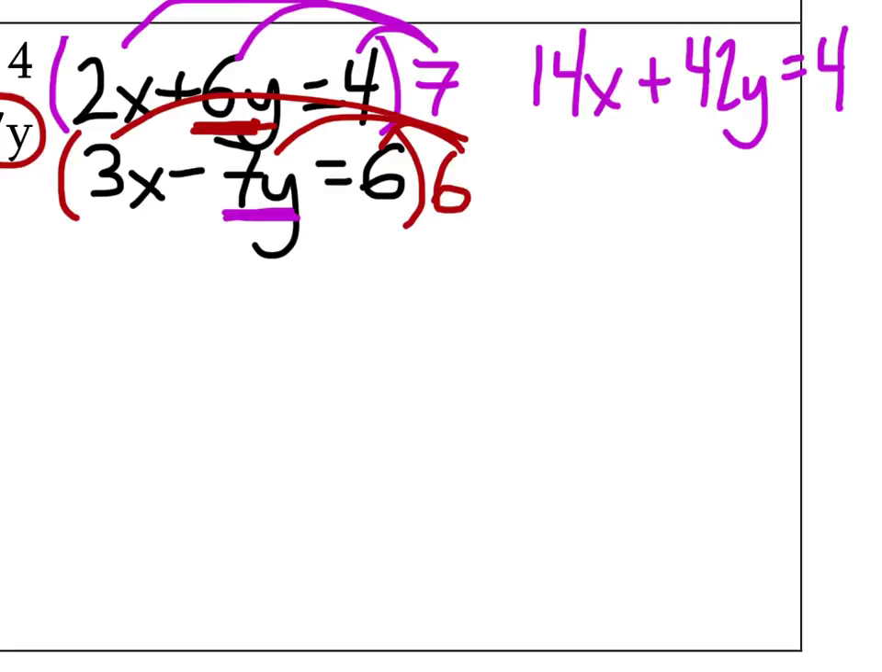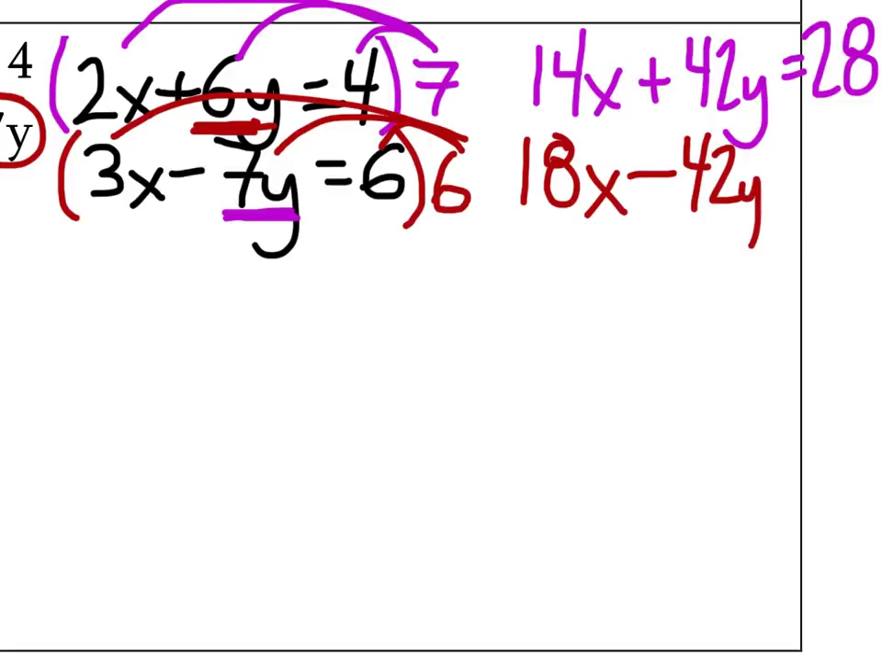All right, let me take that one back up in here. There you go. 28. Now the 6 times 3x is 18x. And that's a minus 6 times 7y, 42y. That will equal 6 times 6, 36.